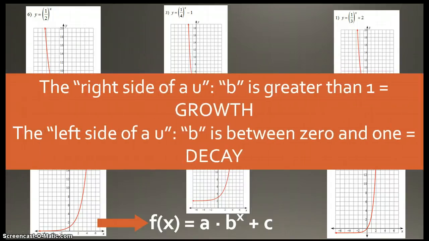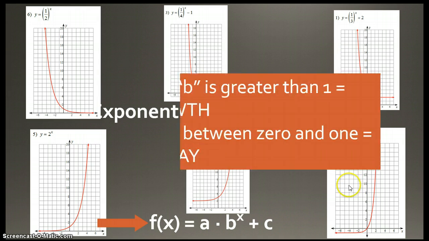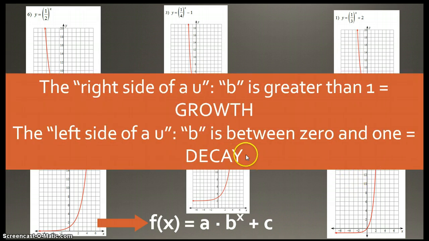We have 2 different types of graphs we can have for exponential function family. If we have the right side of the u, which are these bottom graphs down here, that means that it's a growth. So instead of positive, we call this a growth. That means that the b is greater than 1. So you can see all of these b values, they are all greater than 1. So anytime you have a b value greater than 1, we call that a growth.